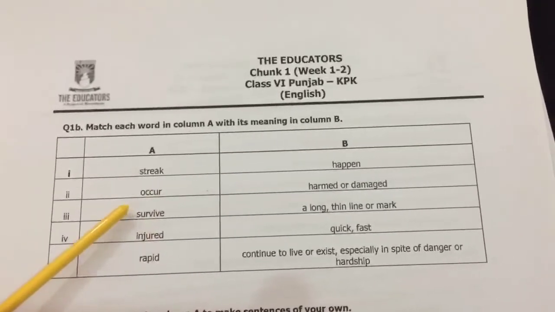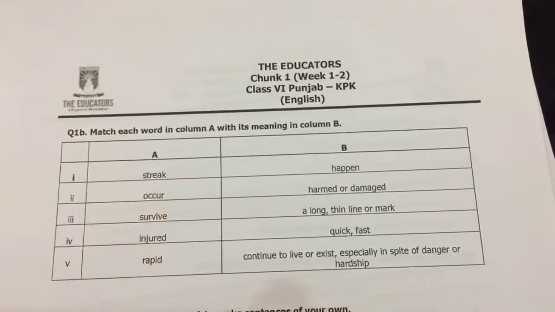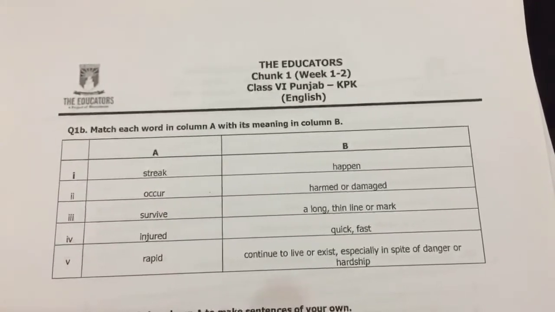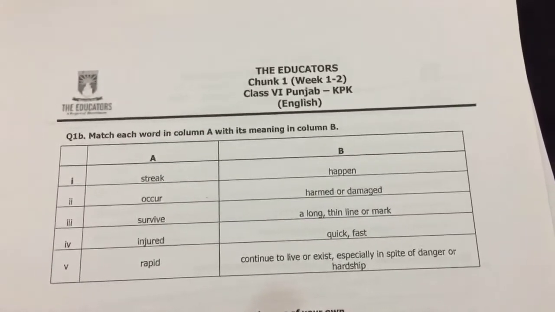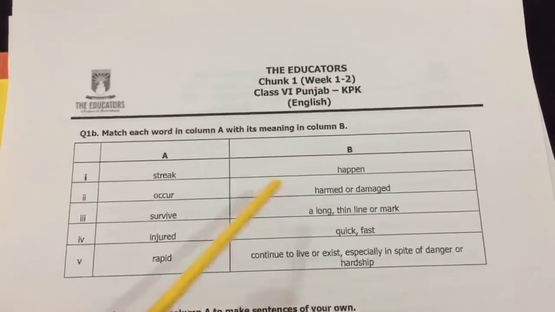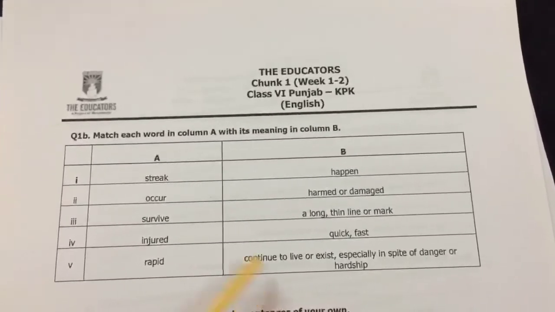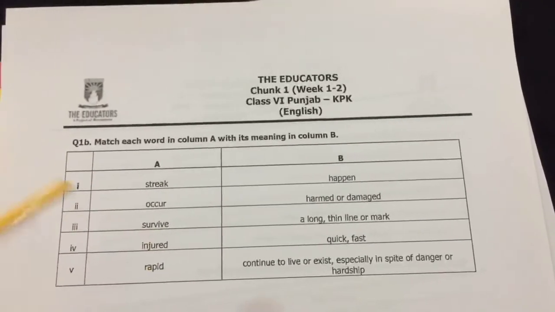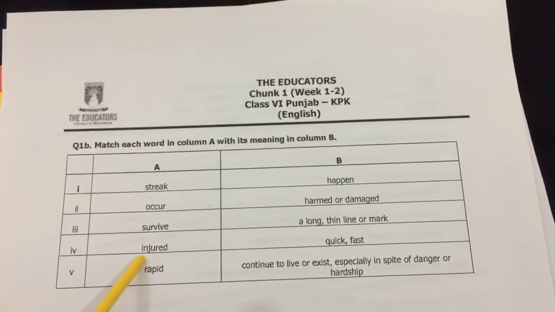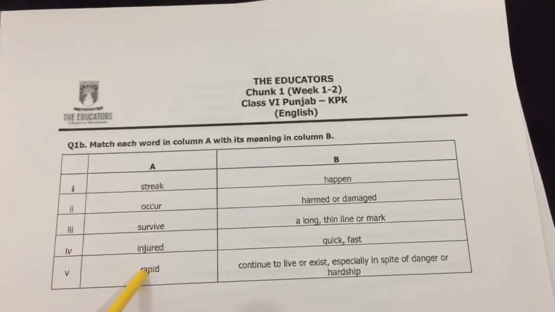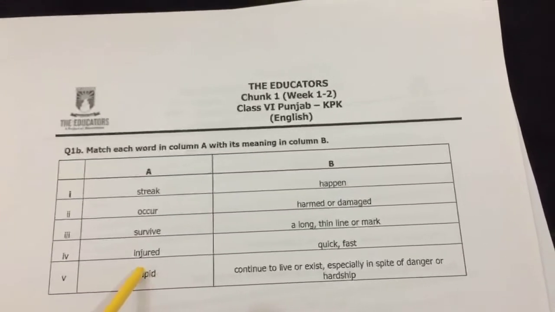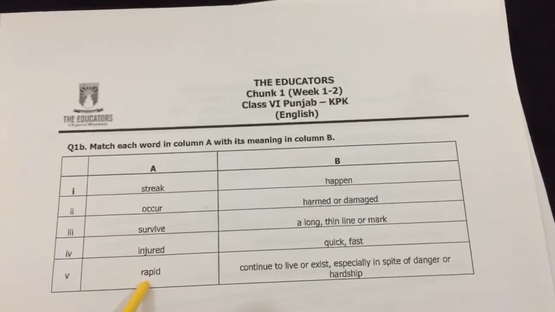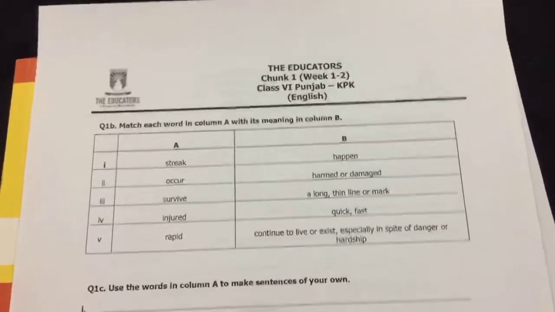What does survive mean? Survive means that a person does not die and that person lives, right? So you have to find out what could be the appropriate word that could be matched with it. Injured, I hope you all know what injured means. Injured means when someone is harmed, wounded, or damaged. Now, what does rapid mean? Rapid means quick or fast.